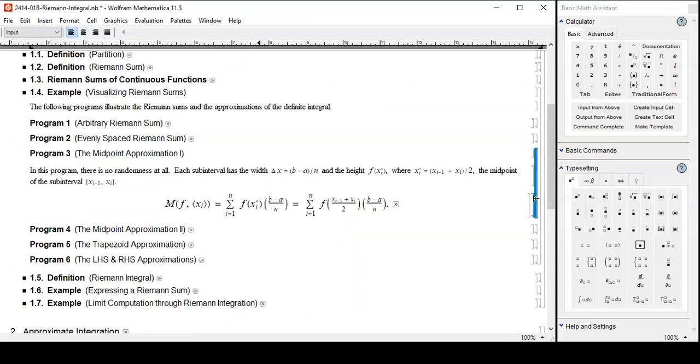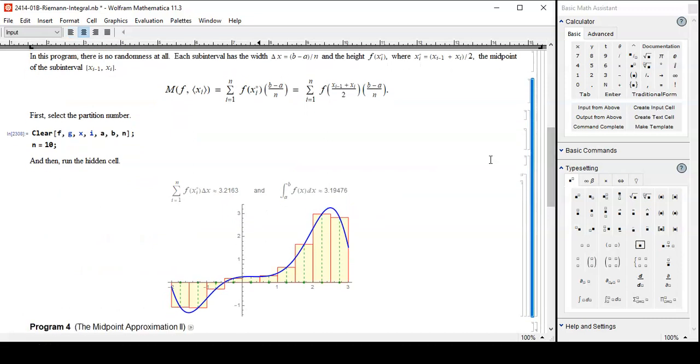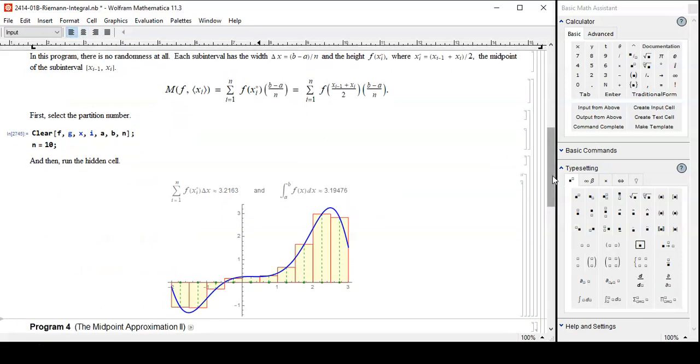Okay, let's go to the next. This time there's no randomness. Even if I run this again, I get the same result again. Xi stars are not selected at random, but I select the midpoint of the subinterval, xi minus 1 plus xi over 2. So look at this rectangle here. Xi minus 1 is here, xi is there, right in the middle. We take the midpoint, and the function value of the midpoint is the height of the rectangle.